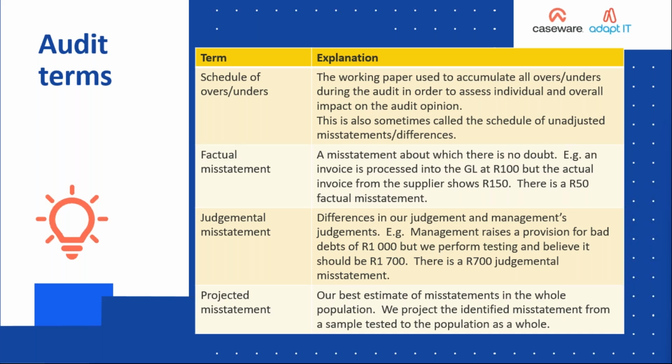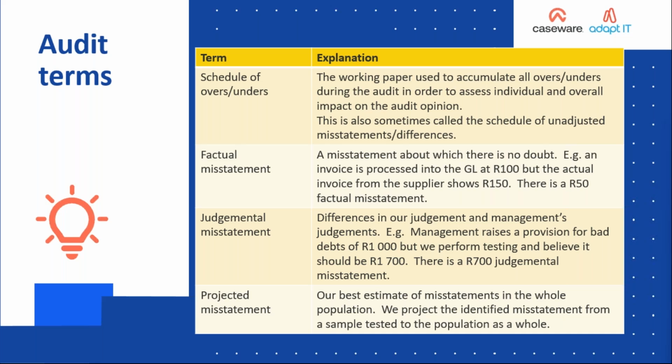The judgmental misstatement: there are differences in our judgment and management's judgment. So what you judge as a misstatement and what I judge as a misstatement is going to be different. For example, the management of the client has raised a provision for bad debts of 1,000 Rand, but we perform our testing for accounts receivable, and we believe that it should be 1,700 Rand. Hence, there's a 700 Rand judgmental misstatement.